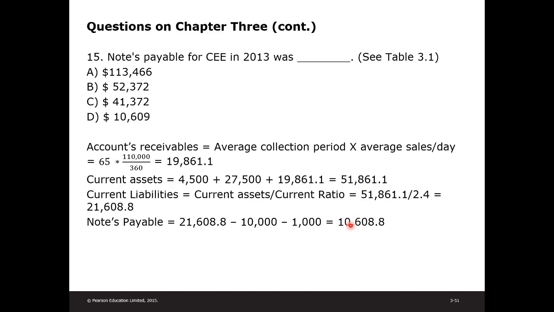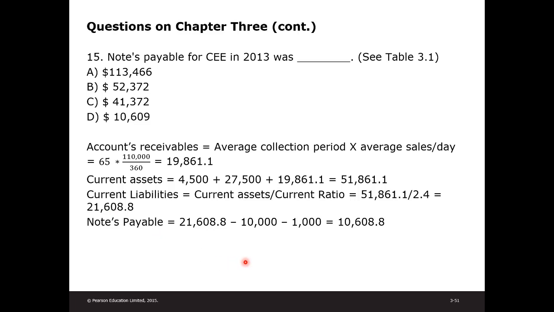Now we can calculate the current liabilities from the current ratio, as we said before. So the current liabilities will be equal to current assets divided by the current ratio, which will be 51,861 divided by 2.4, which is the current ratio. This will give us 21,608.